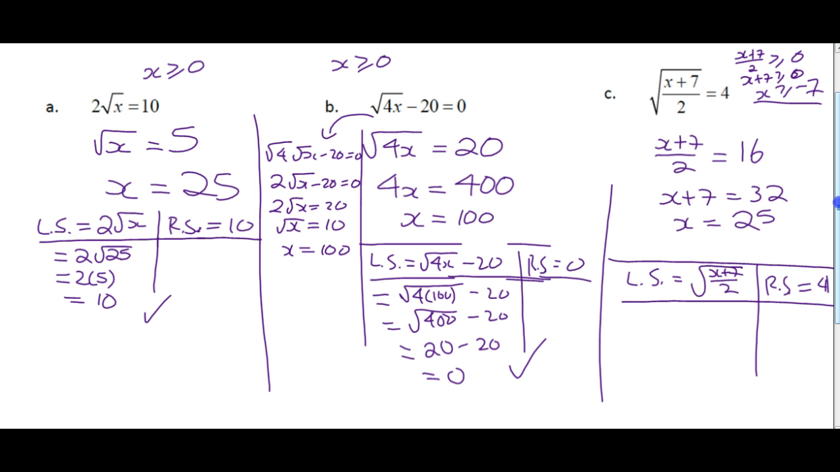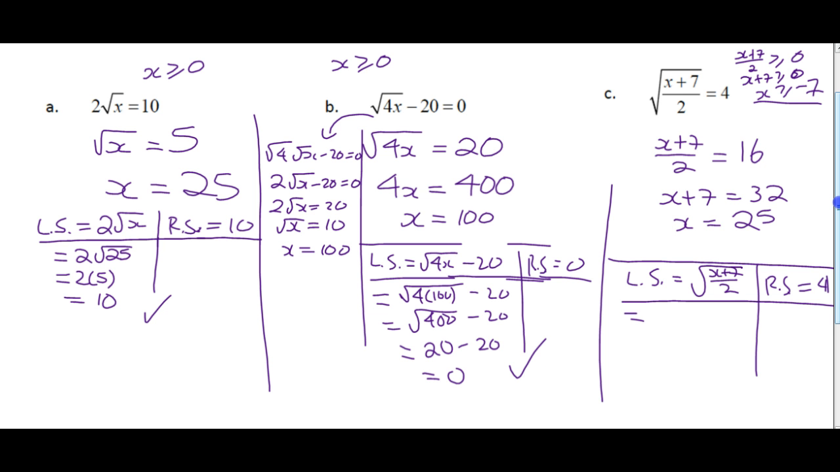If it doesn't say specifically to check in a question on the test, you should still check, but you can do it in your head, right? So you can just say, okay, 25 plus 7 is 32, divided by 2 is 16, the square root of 16 is 4, this works. So if it doesn't explicitly say, you should still do the check, you could do it mentally. Same thing here, right? x is 100, 4 times 100 is 400, the root of 400 is 20. Root 25 is 5, 2 times 5 is 10. So that's sort of what I call a quick mental check, or just throw it in your calculator.